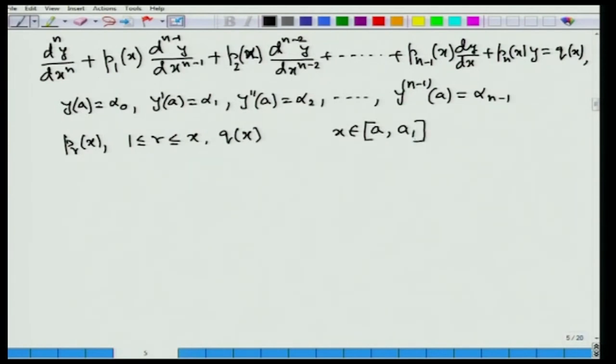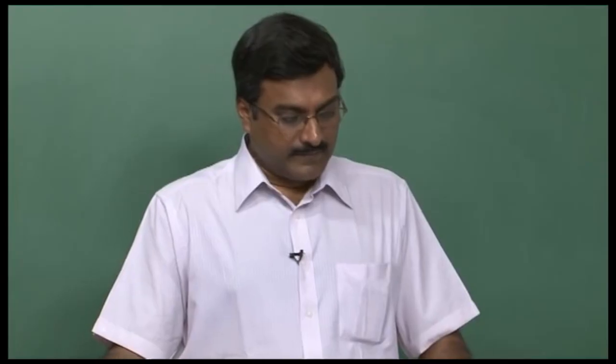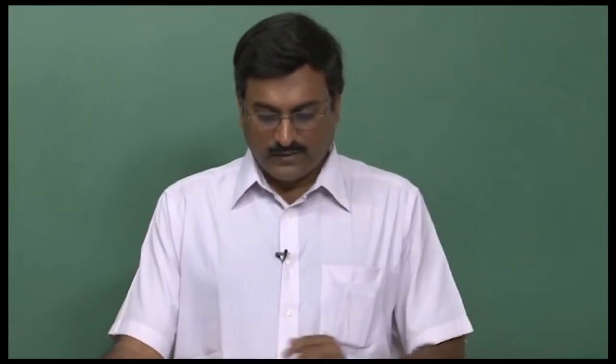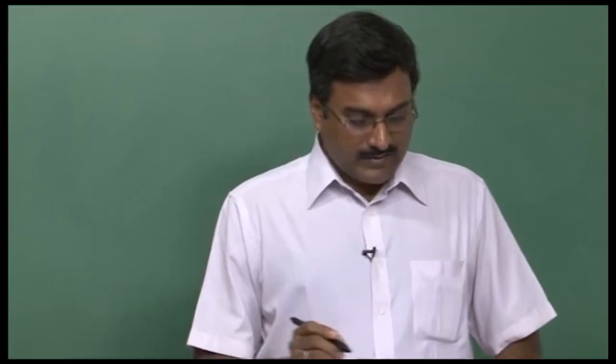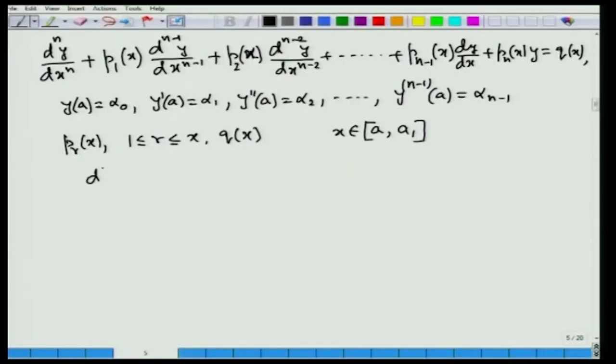Now, our target is to convert this general linear nth order ordinary differential equation, where n initial conditions are prescribed, to a Volterra integral equation. And during the process of this transformation, you have to be careful about the notation at every step. Let us start with the assumption. In this case, we have to assume d^n y by dx^n is equal to u x.